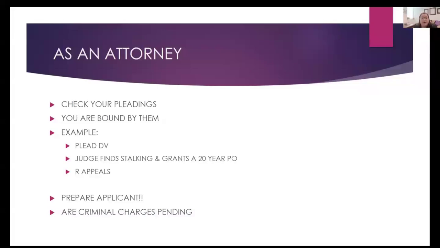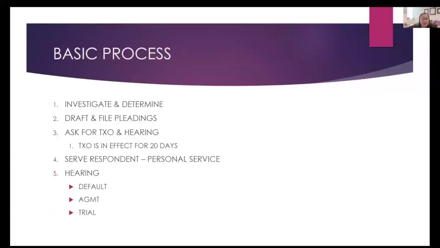I think one also good rule is, are criminal charges pending? Always check your district clerk's website. So in the process of preparing for a protective order, investigate and determine: do I have domestic violence? Is it one of the offenses under Chapter 7B?